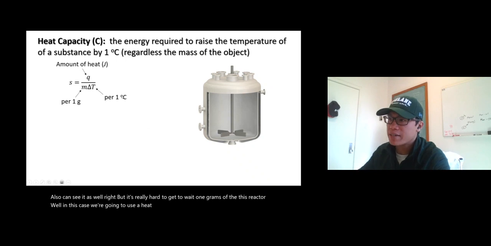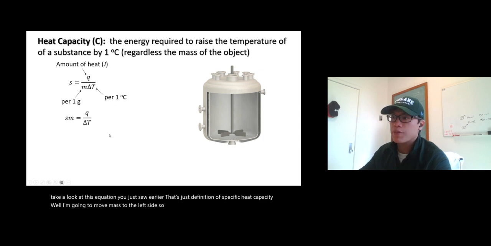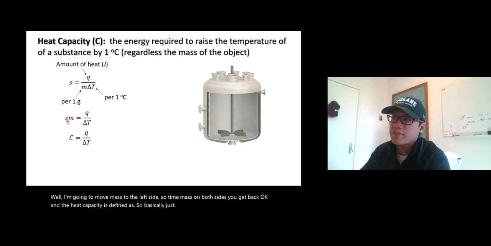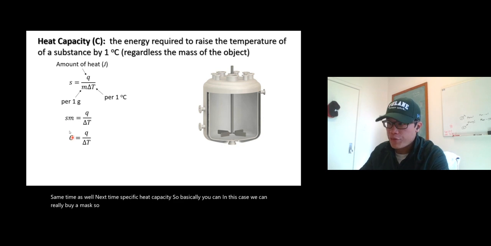Right, so heat capacity is defined like this. Take a look at this equation you just saw earlier. That's just the definition of specific heat capacity. Well, I'm going to move mass to the left side, so multiply by mass on both sides. You get that. And the heat capacity is basically just m times s, right? Mass times specific heat capacity. In this case, we can't really find a mass, so we just call it C.